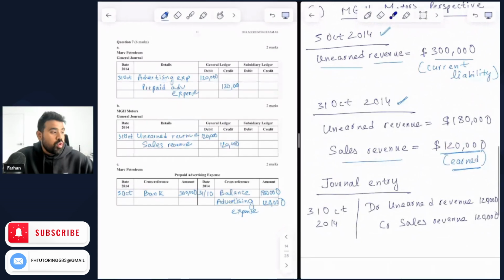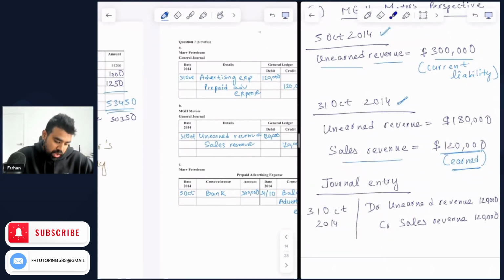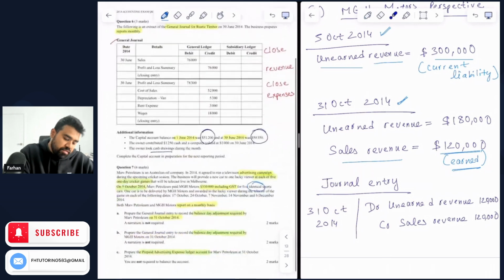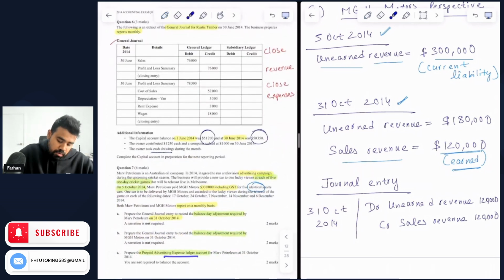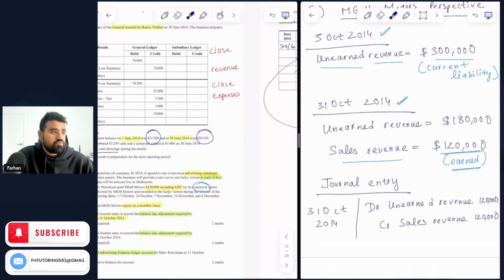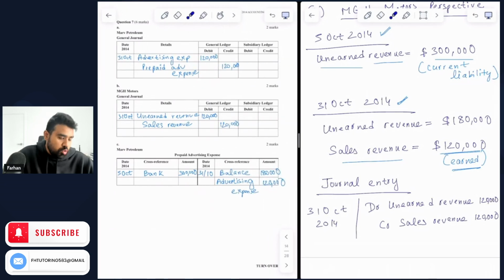All right. So what's the last requirement of the question? The last requirement of the question is to prepare the prepaid advertising expense ledger account for Marf Petroleum at 31 October 2014, and you're not required to balance this account. So I've already done this, so let me explain to you what's happening.